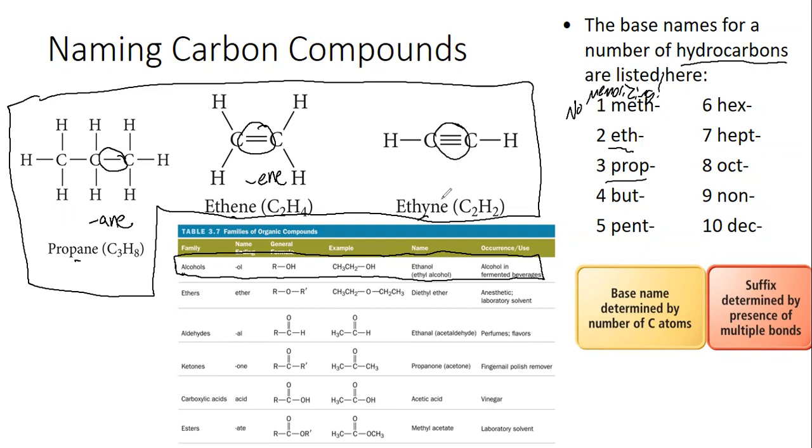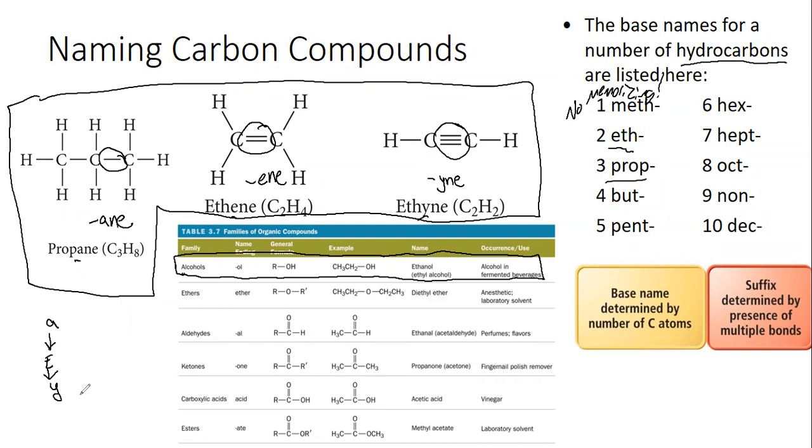If you have a triple bond, which is these 3 lines, you end in yne. And again, 2 carbons, so ethyne. So the recap: single bonds A, double bonds E, triple bonds Y. And it's nice they all follow the alphabet, right? A is the lowest, so you have the least amount, and you only have single bonds.